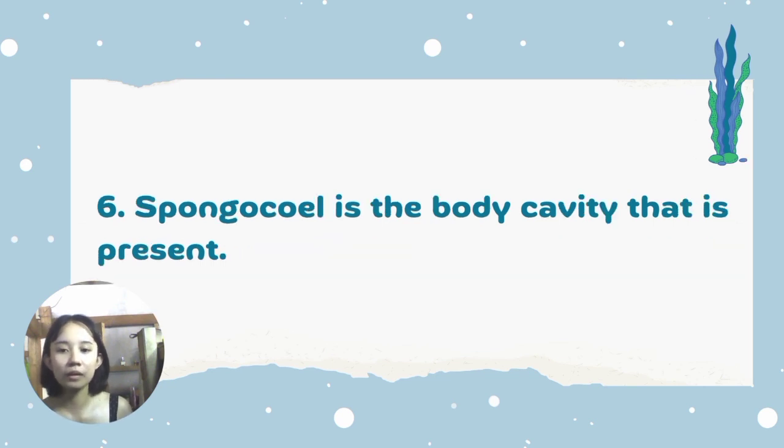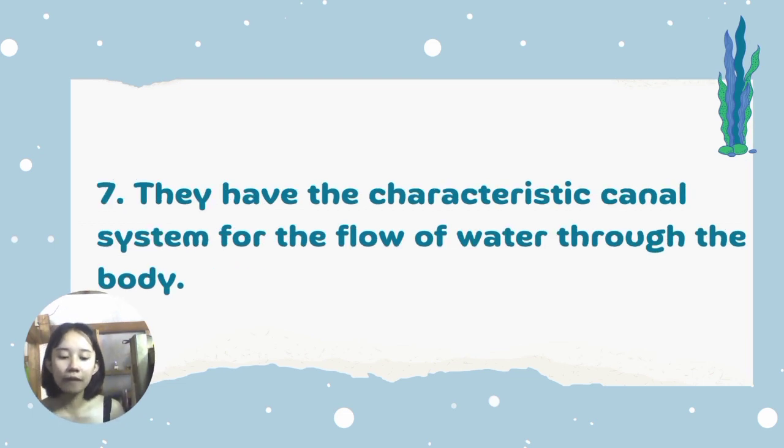Next is the spongocoel, the body cavity that is present. The spongocoel is the large inner cavity that water circulates through before it exits through the osculum, which is the biggest opening for the water to come out. Next, they have the characteristic canal system for the flow of water through the body, also known as the aquiferous system. The canal system of sponges helps in food acquisition, respiratory gas exchange, and also in excretion.